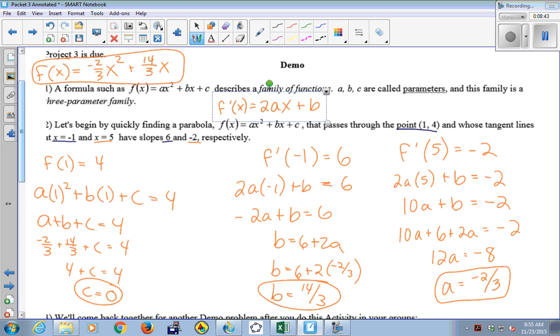All right, so I'm going to give you one to try, and then we're going to come back and do some more demo together after you do this one example on your own.